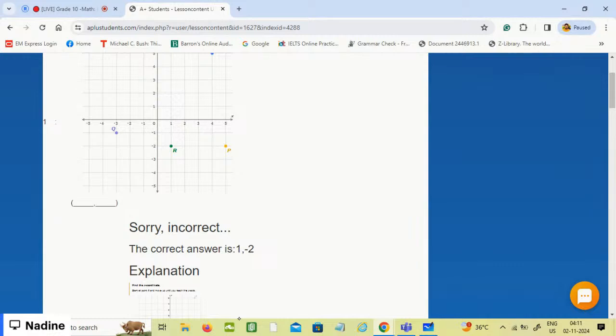How do we find the coordinates? Just match it to the x-axis and match it to the y-axis, right? So when you match it to the x-axis, it would be 1. When you match it to the y-axis, it would be -2. So the correct answer is 1 and -2.